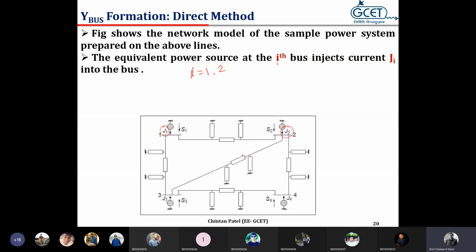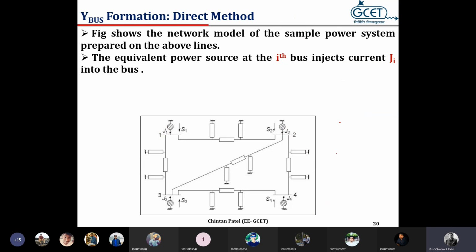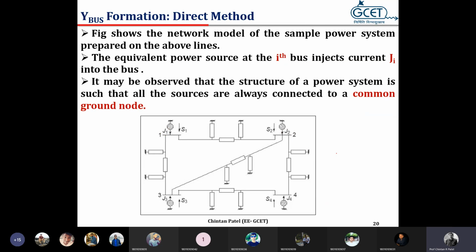Now in this diagram, for simplicity, we have shown the direction of the current which is positive. That means we have shown all the currents entering the junction for simplicity. Okay, it may be possible that this J4 current is negative. That means J4 current is flowing in this direction. But for simplicity, we have shown the same direction. Later we will consider the practical direction.